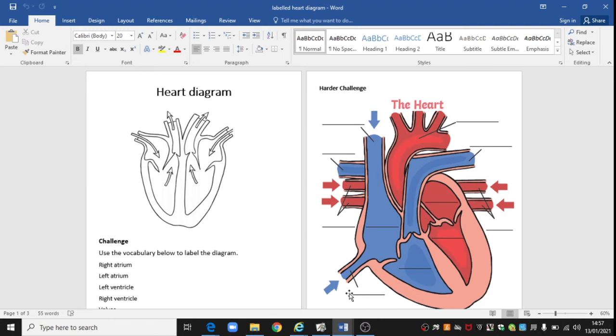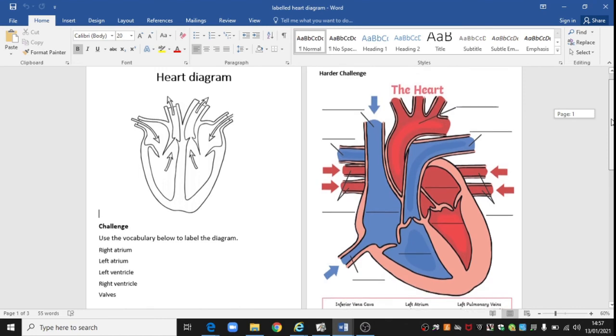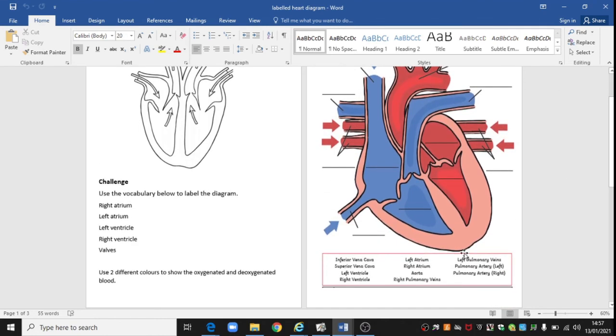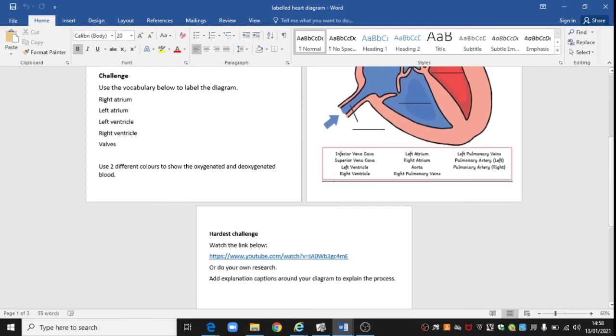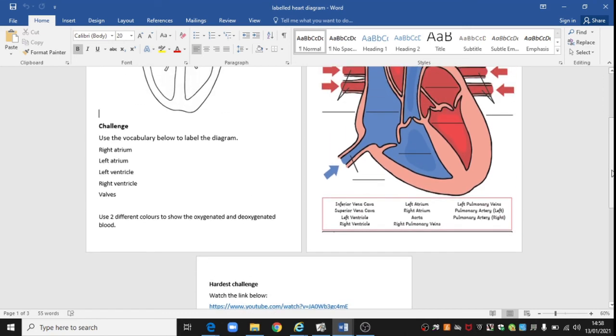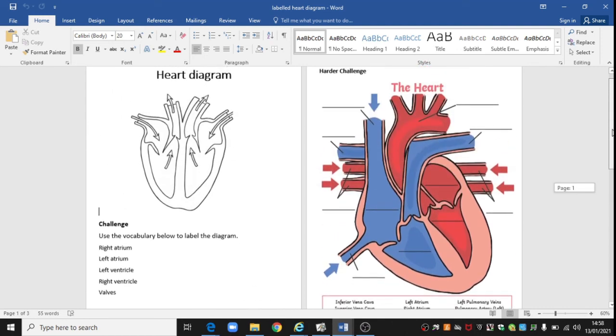Challenge 1 will be using the vocabulary to label the parts of the heart and to colour code with different coloured oxygenated and deoxygenated blood. The harder challenge will be to use the labels below the diagram to find out some of the more technical names of various parts in the heart. And a harder challenge than that, the hardest challenge, is there is a link to a lovely clip which explains the process of the heart going through the chambers, or you can do your own research to add some explanation captions around your diagram to explain the process further.